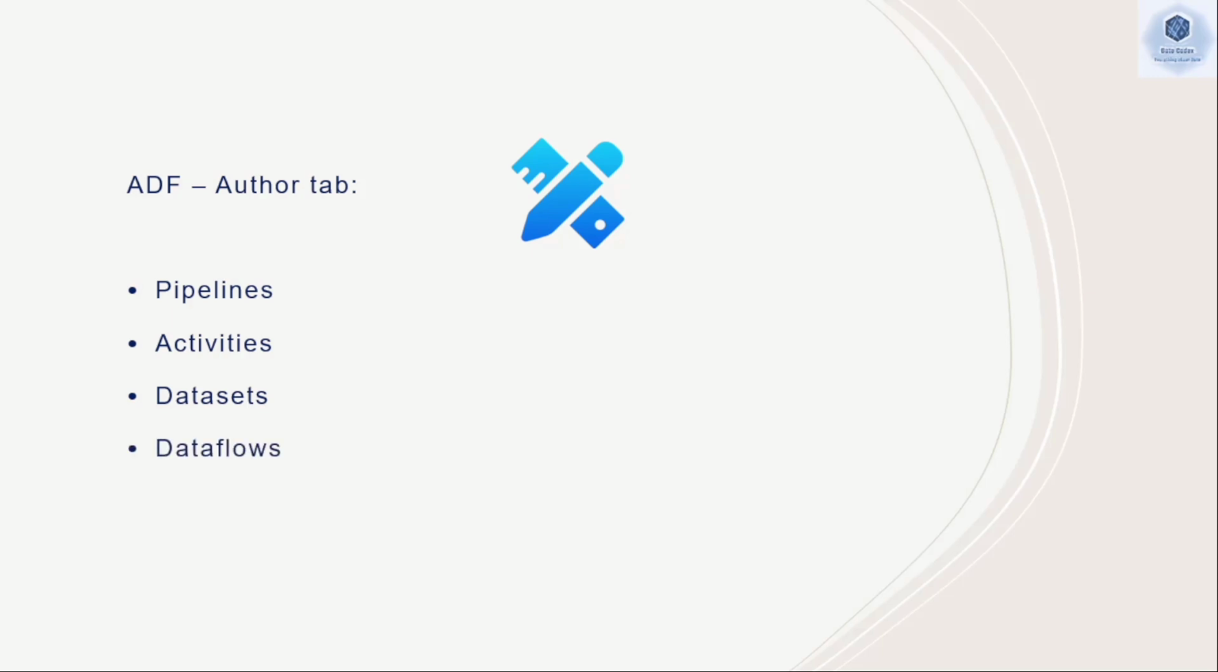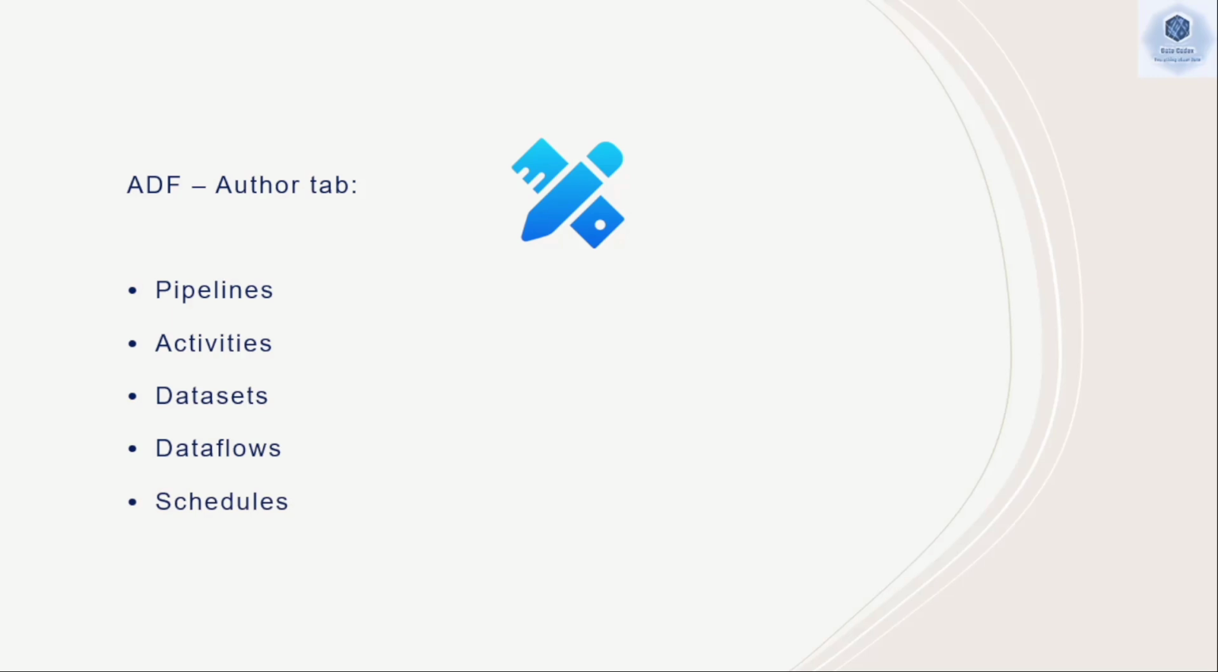We also have data flows. In this Author tab you can create data flows. Just like in pipelines you can run multiple activities that are used to perform your data movement and orchestration, in data flows we can perform multiple transformations. There are a number of transformations like filter, sort and aggregations. All the transformations are implemented in data flows, and you can run those data flows by including them in the pipelines.